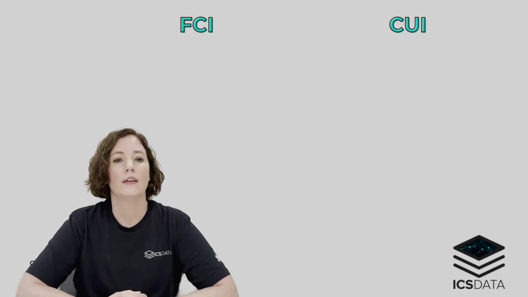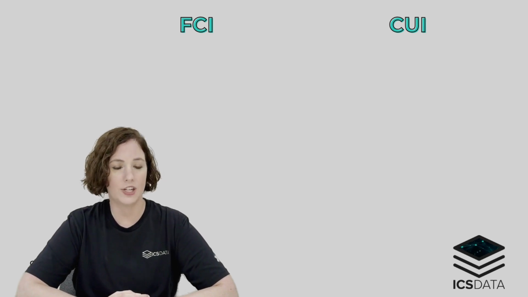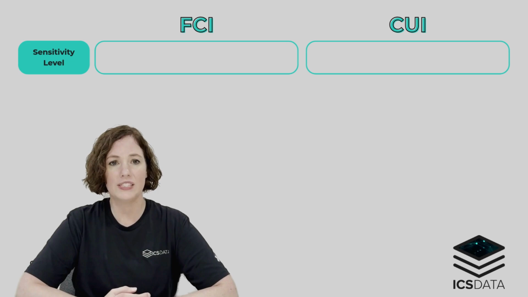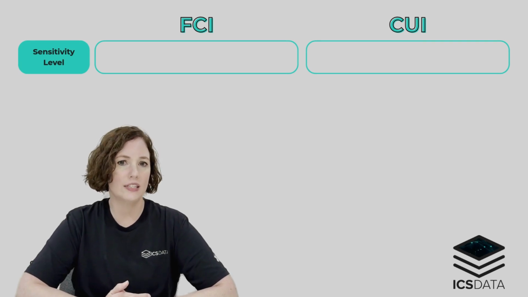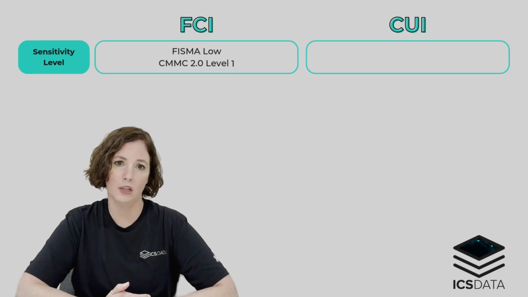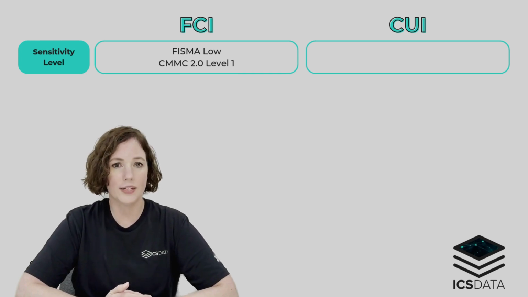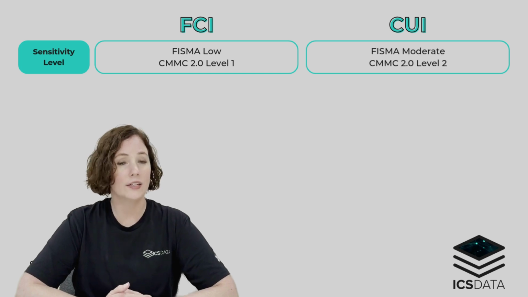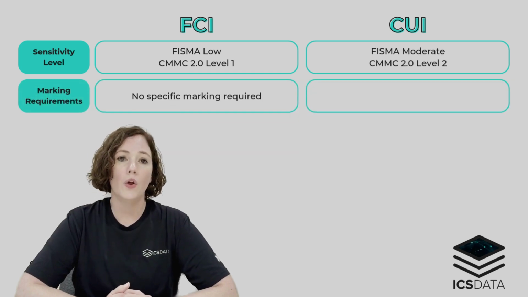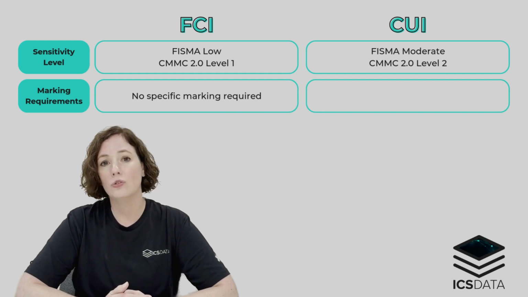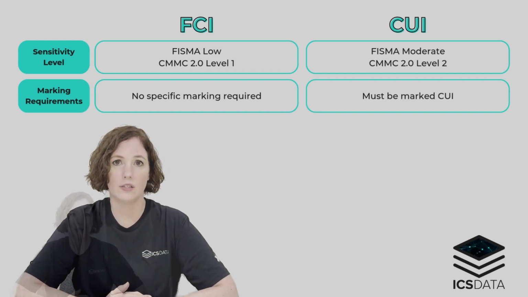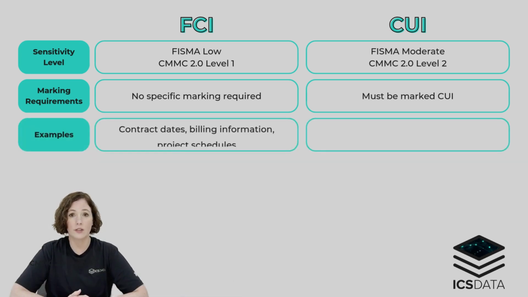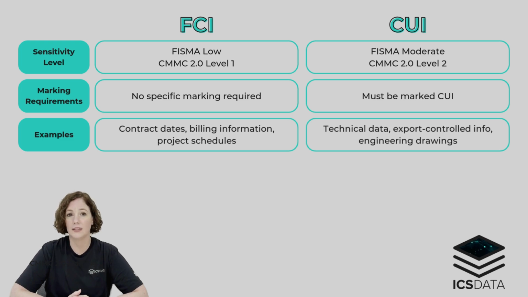Let's do a side-by-side comparison of FCI and CUI. The Federal Information Security Modernization Act, or FISMA, outlines information sensitivity levels. The information sensitivity level of FCI for the DoD is FISMA Low and falls under CMMC Level 1. This training involves CUI that falls under CMMC Level 2 and is considered FISMA Moderate. There are no FCI marking requirements, but controlled unclassified information must be marked as CUI. Examples of FCI include contract dates and billing information, and CUI examples include technical data and export controlled information.